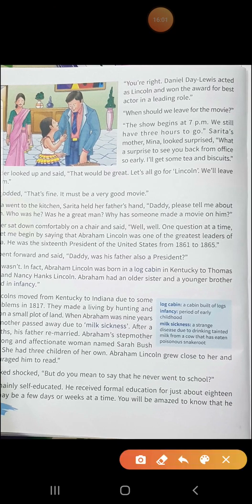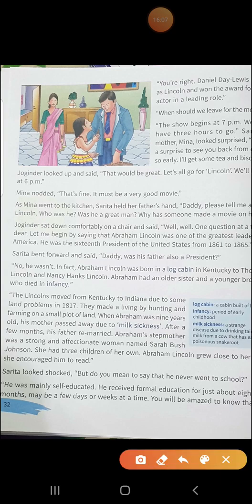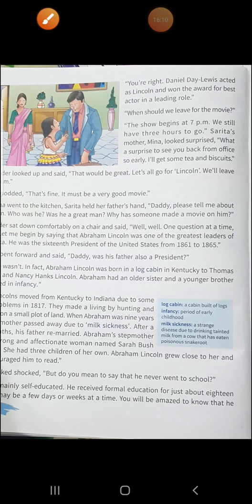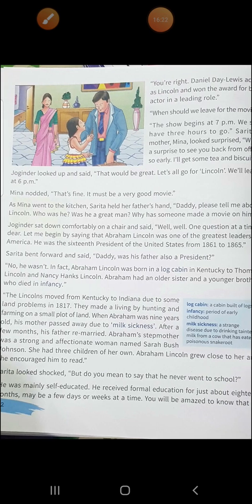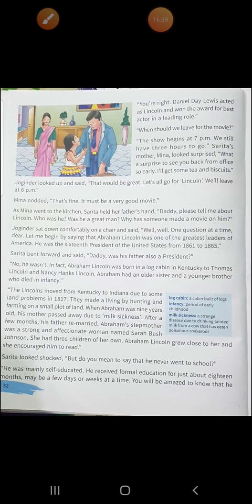Then what did he say? Abraham had an older sister and a younger brother who died in infancy. He said Abraham had an older sister and a younger brother, but his younger brother died in infancy. Infancy means that early childhood time. In that early childhood he died. So in his family he had an older sister. Alright. So I am reading till this point. The rest I will read in the next video.